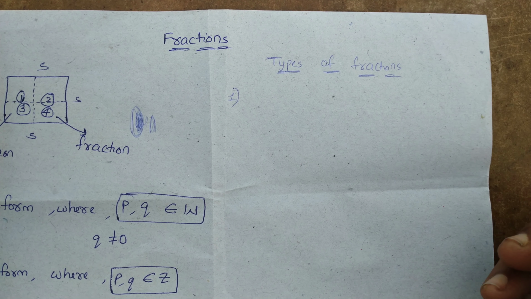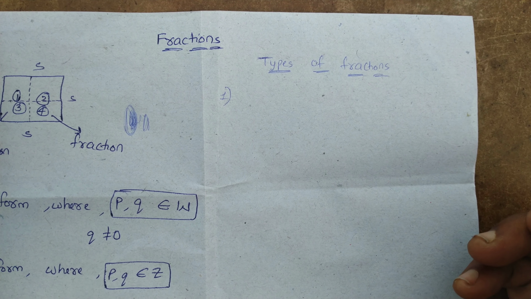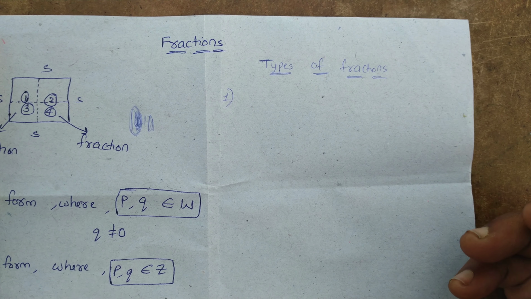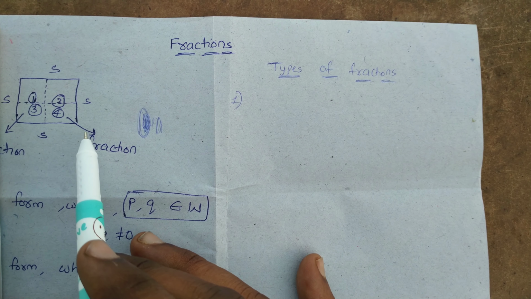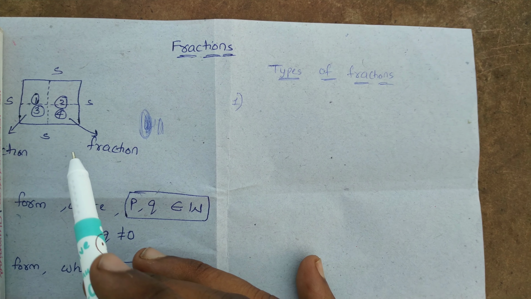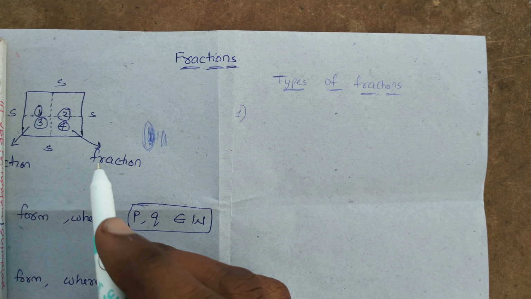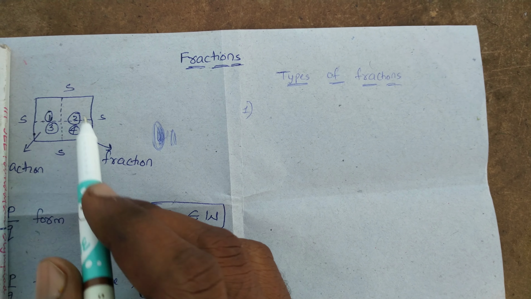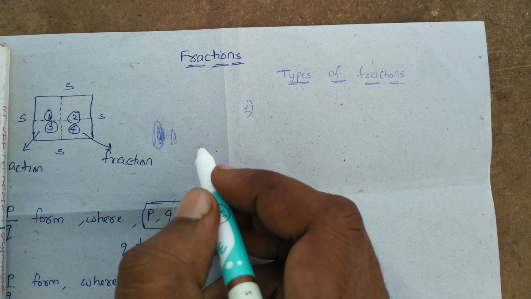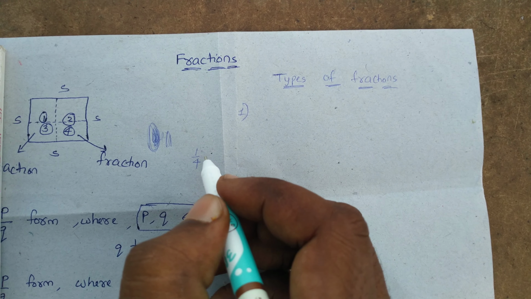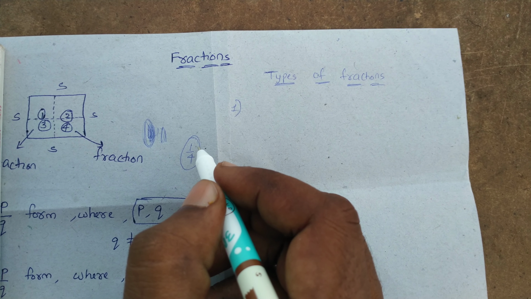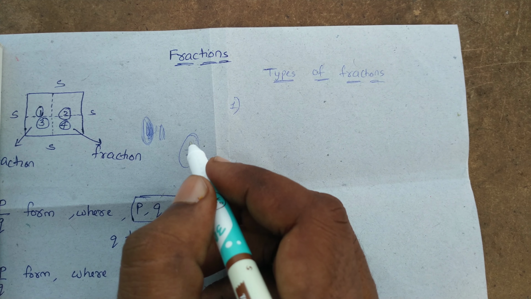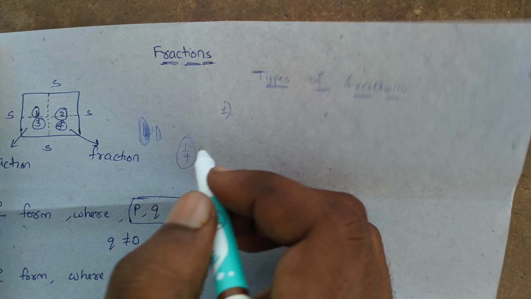Hi friends, in yesterday's video we discussed fractions, right? We also clearly explained fractions. If you take a square and cut it into equal parts, each part is called a fraction, right? From the whole, if we have four parts and we take one part, it is called 1 by 4. This 1 by 4 is called a fraction. From four parts we are taking one part, so this whole thing is called a fraction.